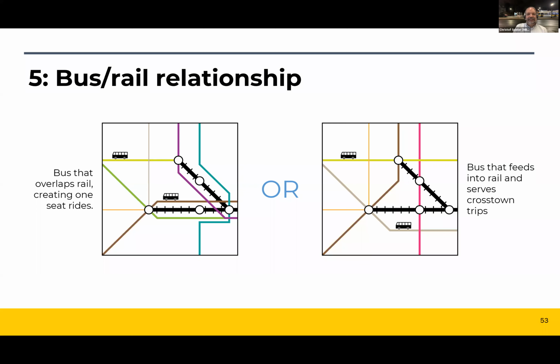We also are looking at the bus-rail relationship. The bus network in Boston, the rapid transit network, has always been integrated. But there's different ways to bring bus and rail networks together. One option might be for bus networks that overlap rail and create one-seat rides. Or we could design a bus network that feeds into rail stations and that serves crosstown trips while the rail lines serve the radial trips into downtown. We've got both examples on the network today. Next slide.